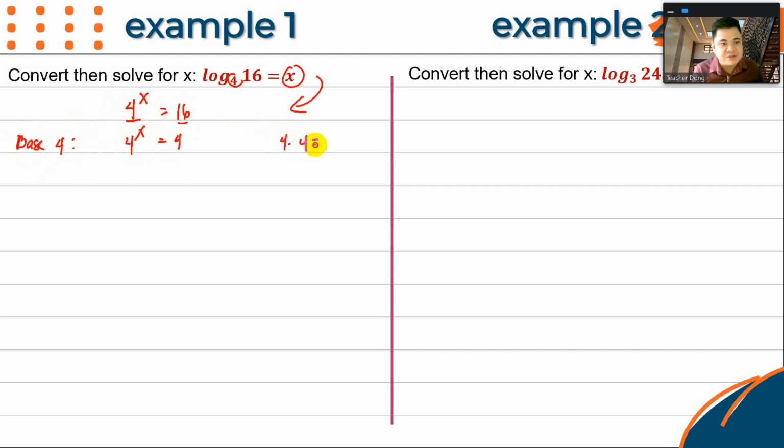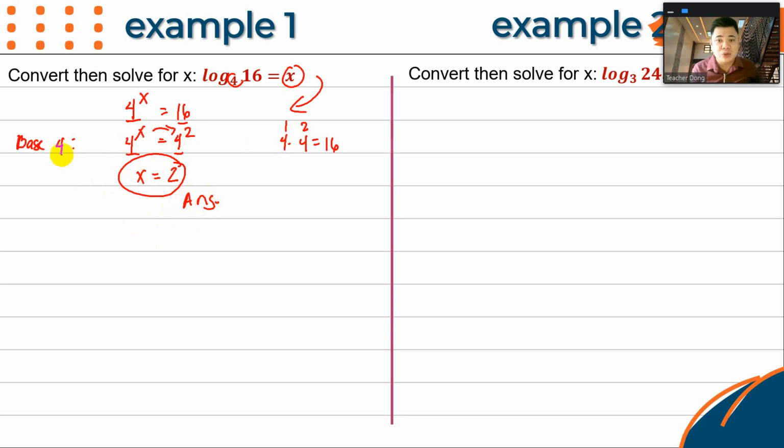Let's try 4 times 4. What's the answer? Okay, very good, it's 16. So it means that we will multiply 4 twice to itself. As you can see now, just like the lesson last week about exponentials, if the bases are similar, we can simply equate the exponents. We have now x equals 2. And the value of x is simply 2.